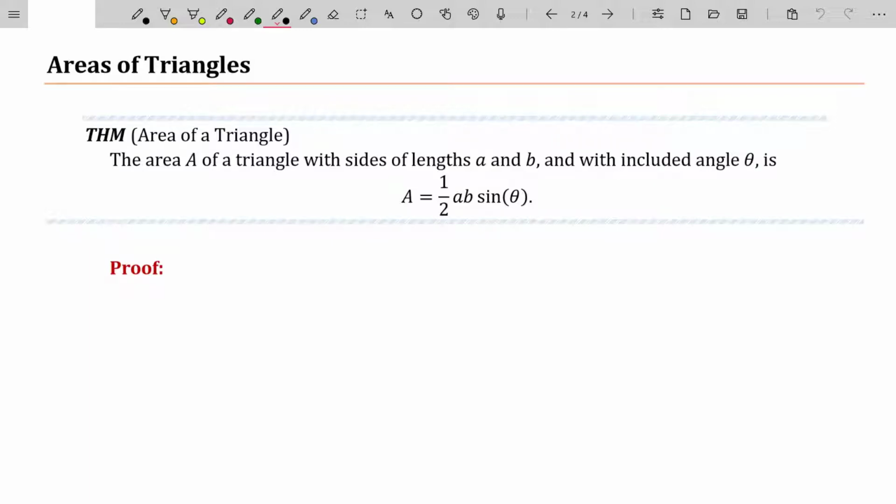Theorem, area of a triangle. So you have a triangle. By the way, this triangle is not necessarily a right triangle. It could be an obtuse triangle or an acute triangle. It could be equilateral, doesn't really matter. Or it could be a right triangle. But the area of a triangle with side lengths A and B and with included angle between those sides being theta, that area is 1/2 AB sine of theta.